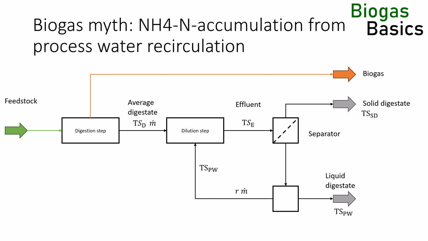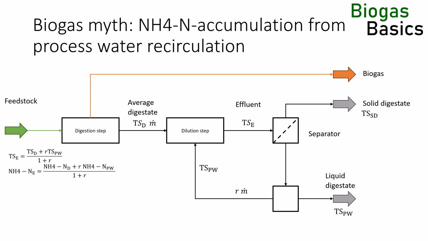The mass flow of average digestate is m dot. The process water stream is R times m dot. The TS of the effluent TSE is TSD plus R, times the TS of the process water TSPW over 1 plus R. The same mixing rule applies for the total ammonia concentration in the effluent, the concentration that influences the toxicity of ammonia to the microorganisms in the reactor. It is 1 times the NH4N in the average digestate plus R times the NH4N in the process water over 1 plus R.